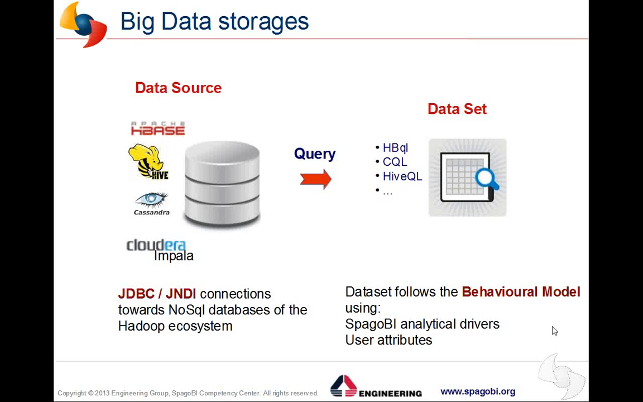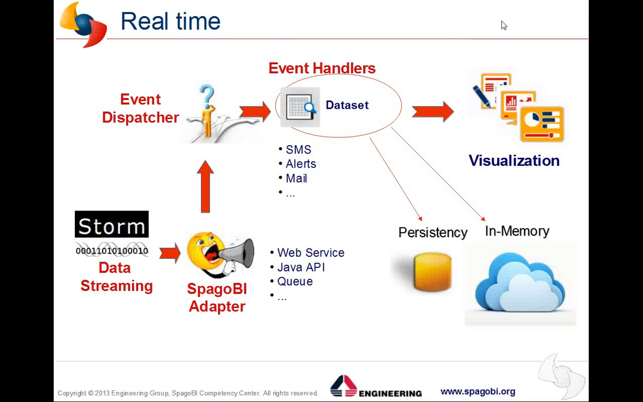Okay, and now we're going to see the second scenario, which involves, of course, the emotion data, so the real-time scenario. As you see here, we have approached Storm. Storm is a stream processor which takes each tuple coming from a source of information.